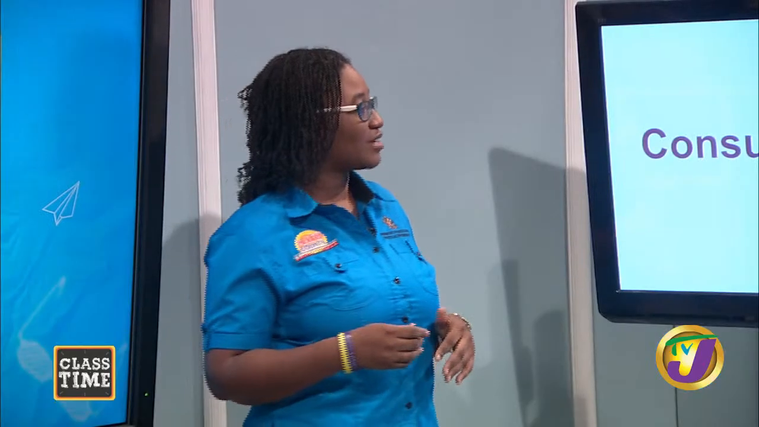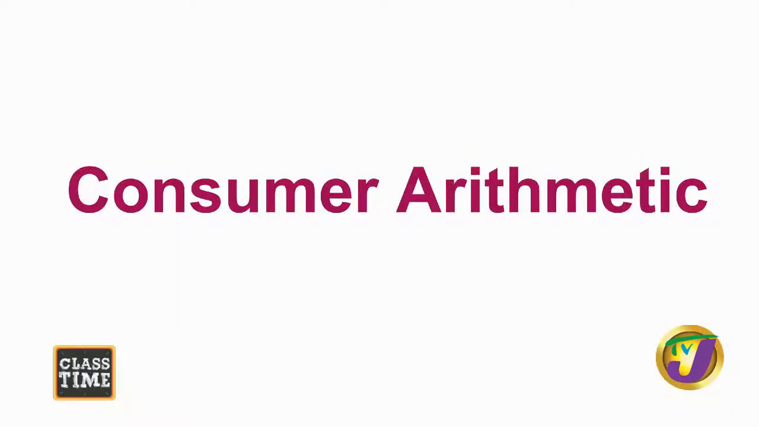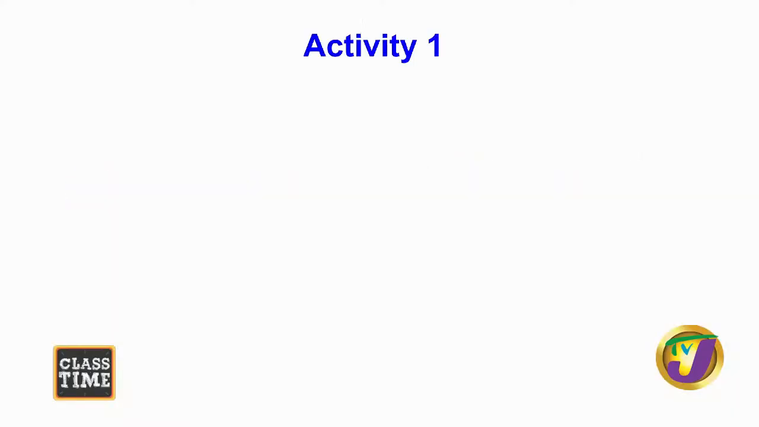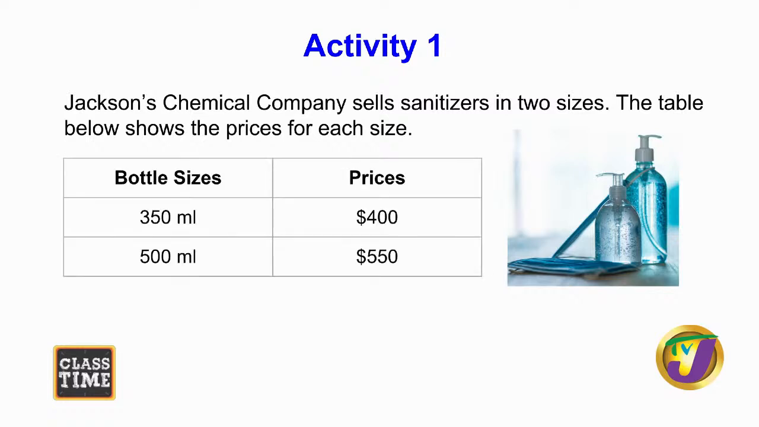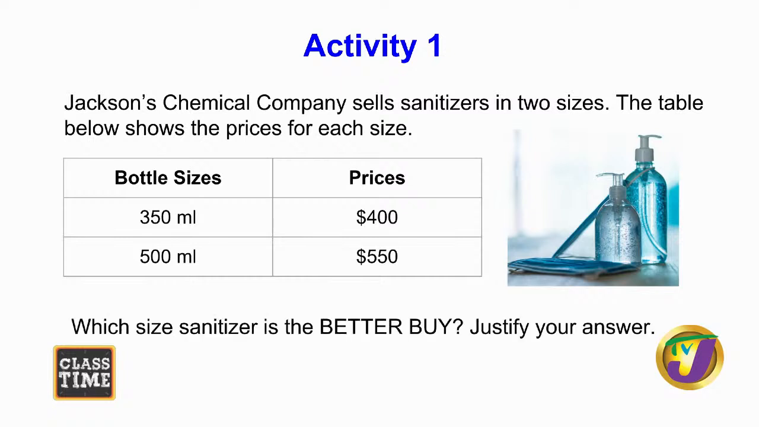And we did say that we're looking at consumer arithmetic and sets. So let's start off with consumer arithmetic. Jackson's Chemical Company sells sanitizers in 2 sizes. The table below shows the prices for each size. There's a 350 milliliter for $400, and there's a 500 milliliter for $550. We need to determine which size sanitizer is the better buy, and we need to justify our response.